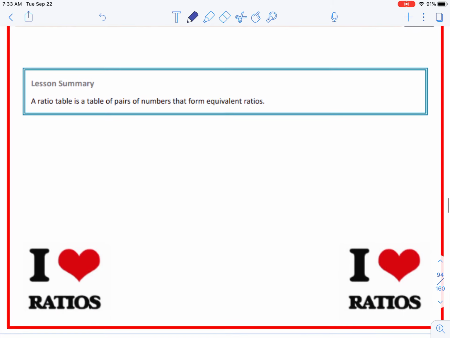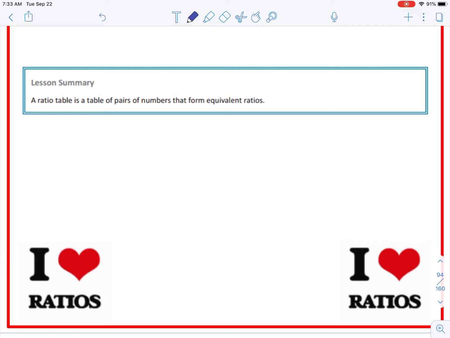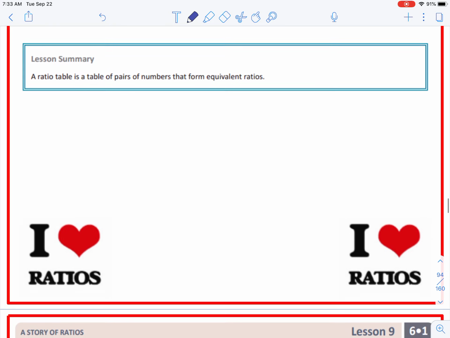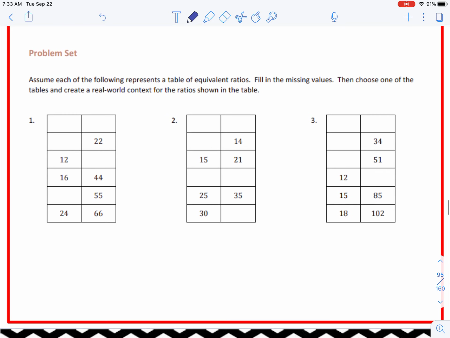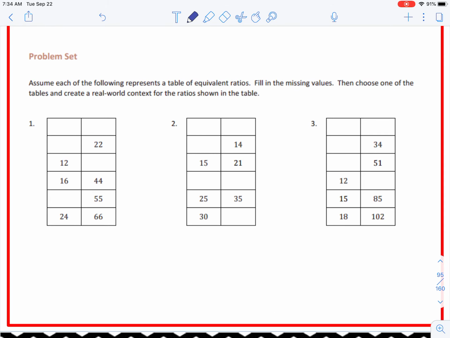Good, a lesson summary. A ratio table is a table of pairs of numbers that form equivalent ratios. You know how to do ratio tables. You know how to find problems and answers using ratio tables. You know how to complete ratio tables. So this lesson should be no problem for you. If you have questions, let me know. You're going to get a problem set that looks like this. All you're doing is finding the missing values in the ratio tables. Think critically. If you have questions, let me know. All right, and have a great day.